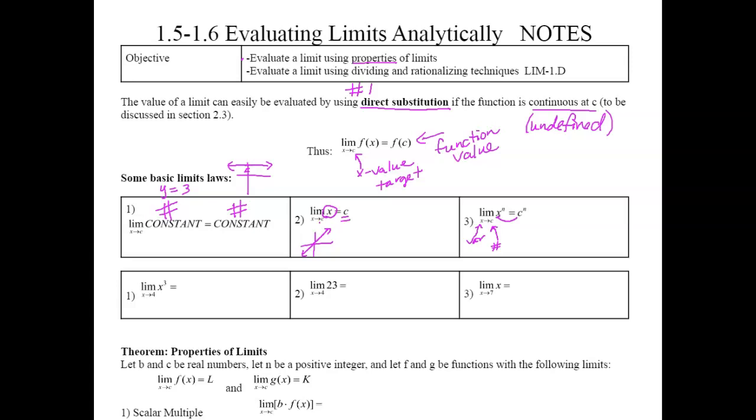So if we have the limit as x approaches 4 of x cubed, well, let's try substitution. Yep, 4 cubed is defined, so we would just get 64. My next example should look like number 1. This is just a constant number, so it's always going to be a y value of 23. And then this one, the limit as x approaches 7 of x, substitute, and we do get 7. Okay? So you don't have to memorize the 3 limit laws. Just memorize the strategy of direct substitution. If it works, then that's going to be your limit.